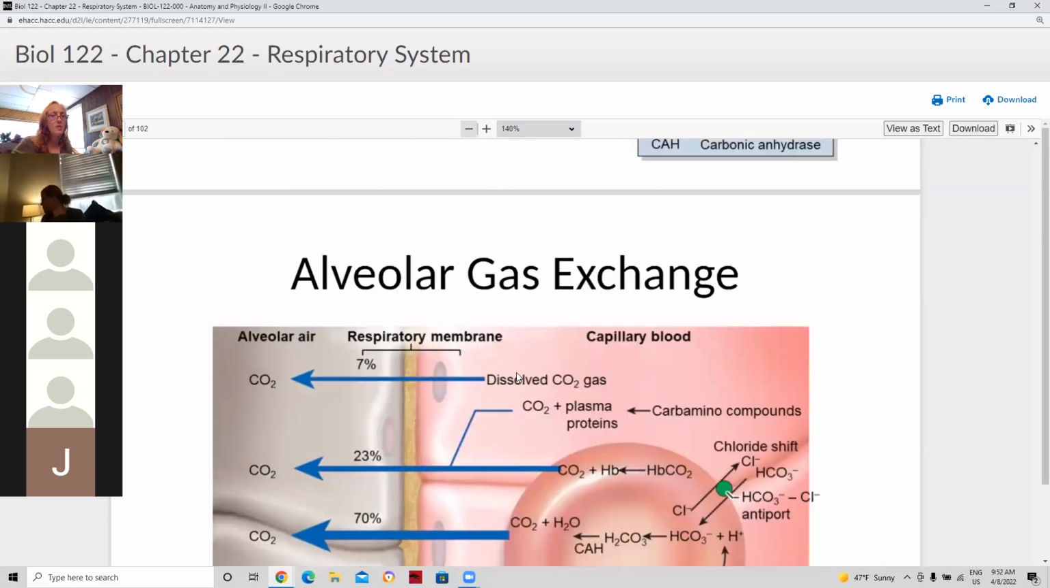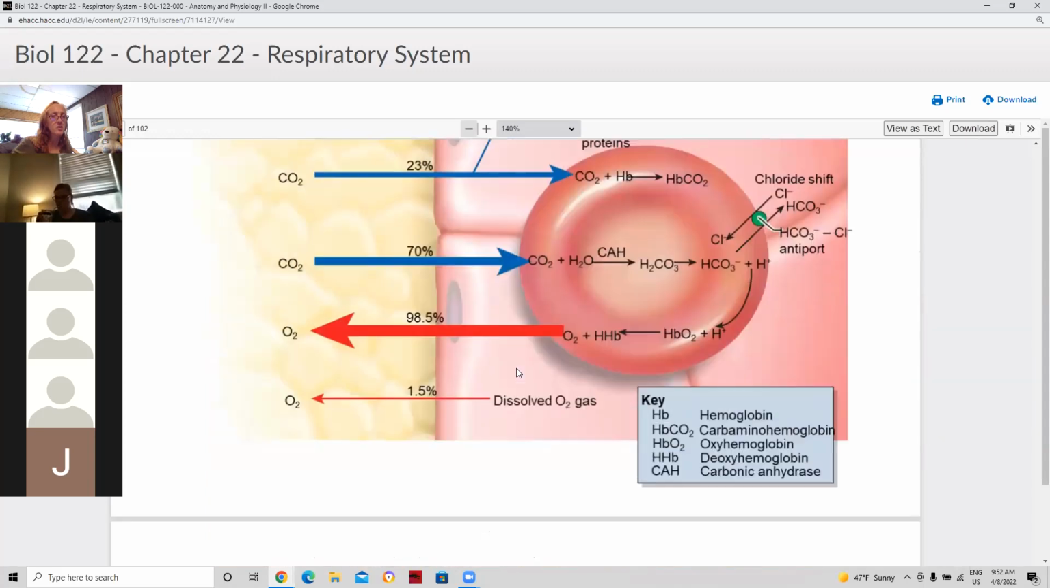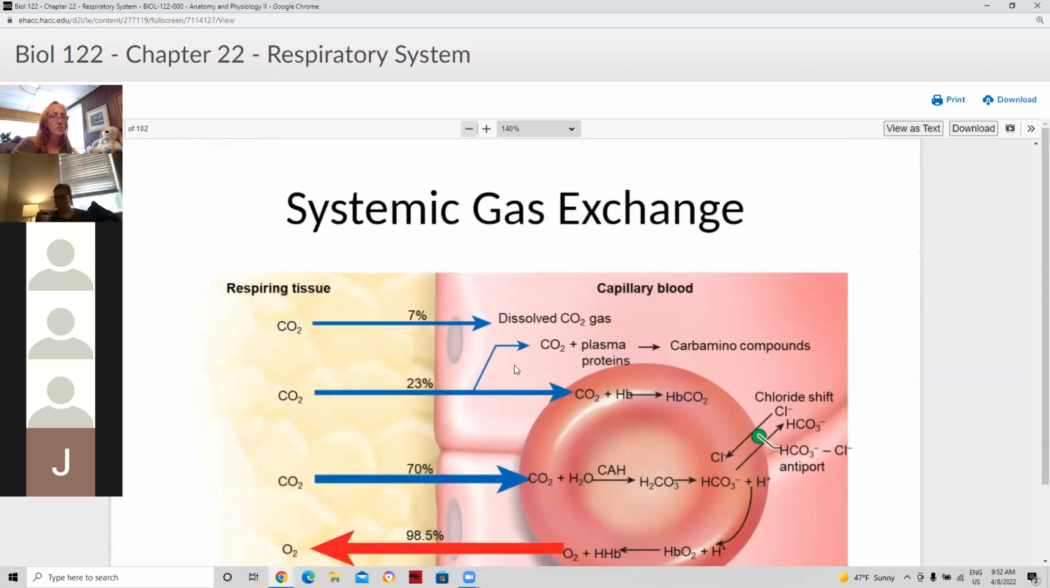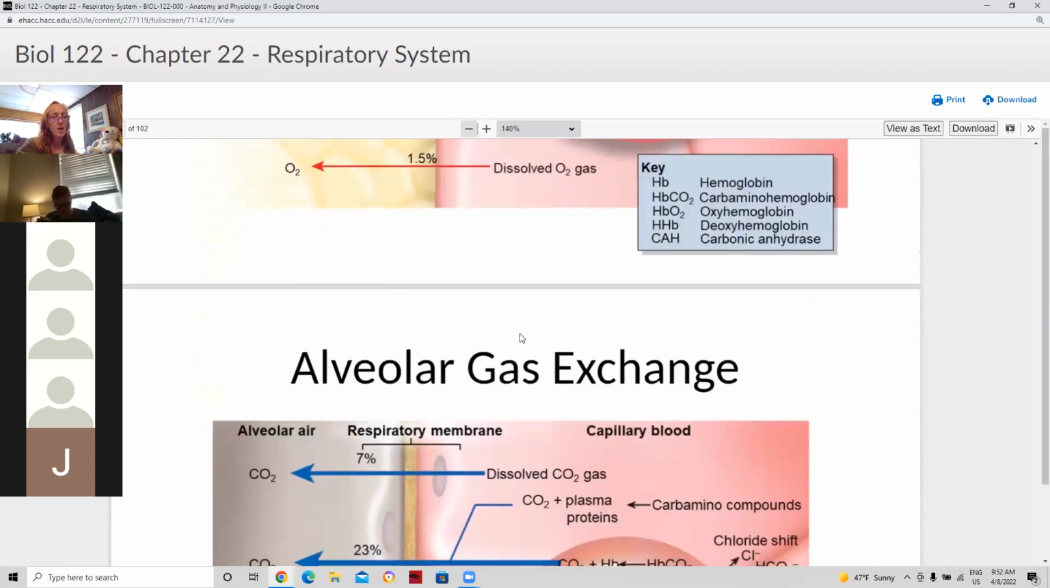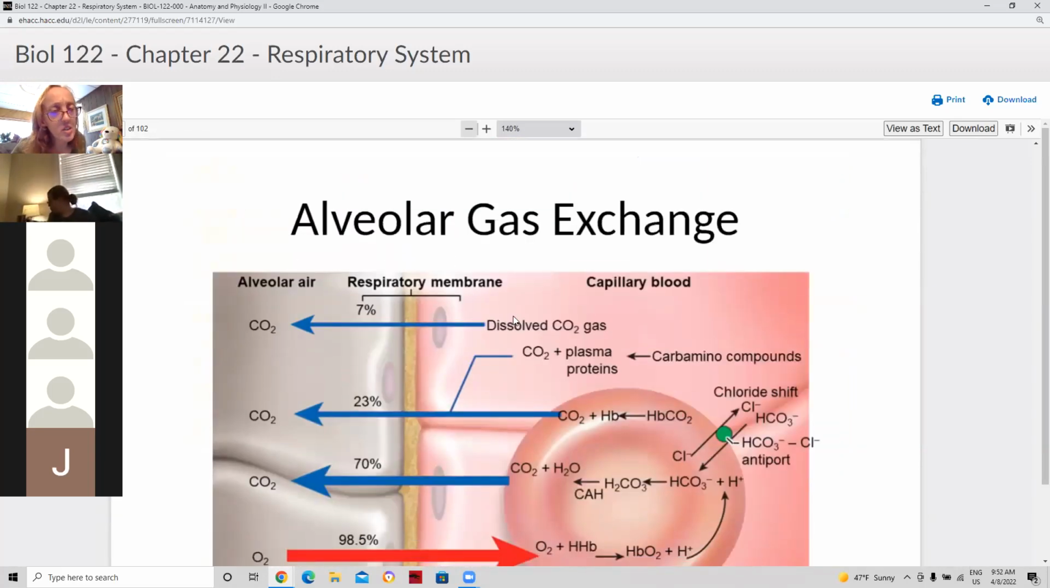When we move into alveolar gas exchange, so this is systemic gas exchange out in the systemic tissues. Alveolar gas exchange: 7% of the carbon dioxide, that dissolved carbon dioxide, is going to move into the alveoli. The carbaminohemoglobin is going to break down, and the 23% of the carbon dioxide is going to flow into the alveoli.